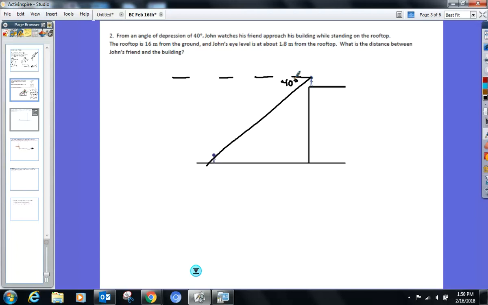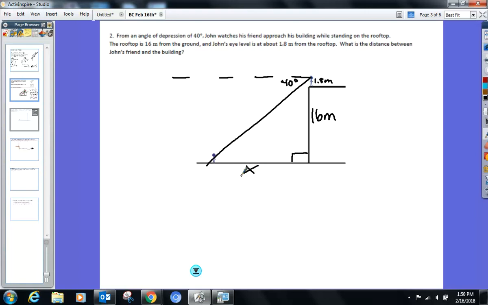The rooftop, 16 meters from the ground. So here you go. And John's eye level is about 1.8 from the rooftop. Where's the 1.8 going? Next to John here, 1.8 meters. Yep. And you can always assume a building, a flagpole, a tree is always perpendicular with the ground. Nothing's leaning in here, all right? Nothing's leaning. What's his friend's distance from the building? His friend's distance from the building.